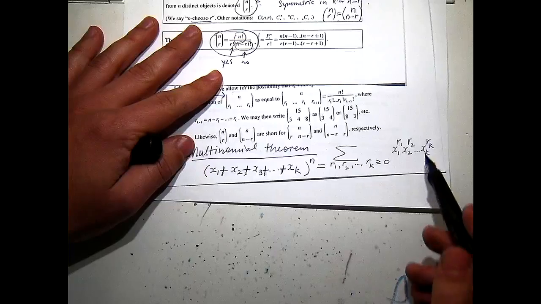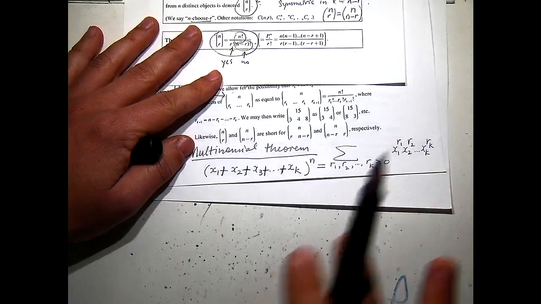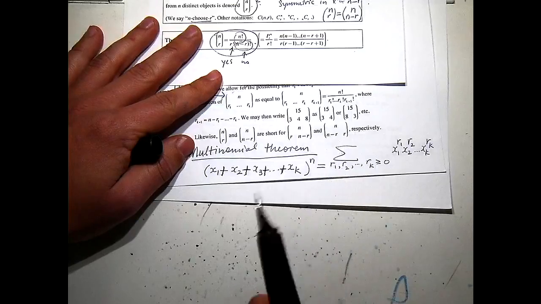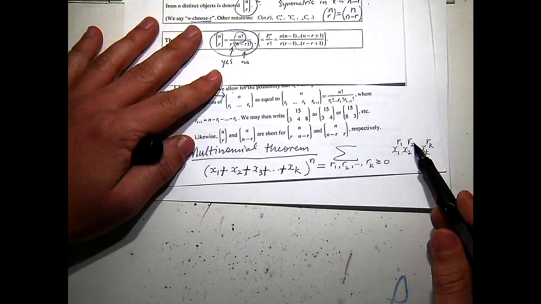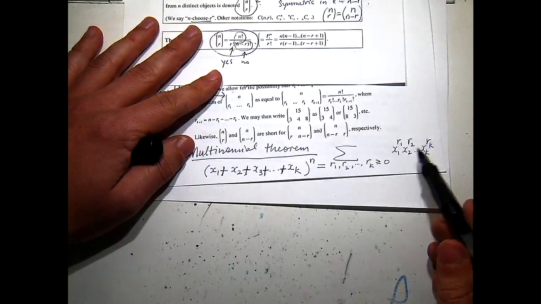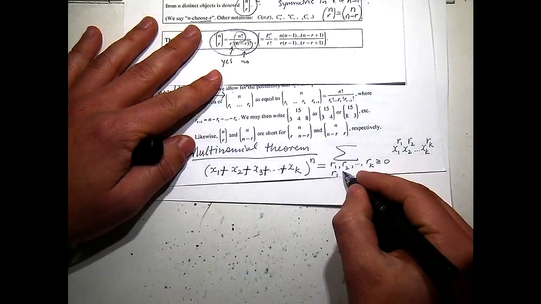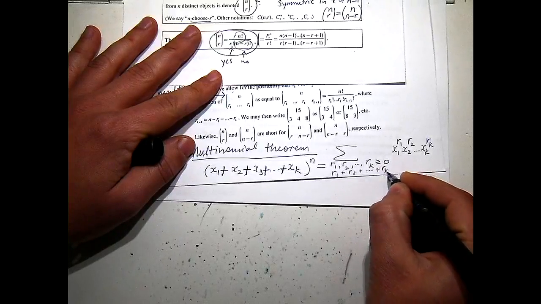Yep, it's exactly right. This is a term that occurred when you expanded n factors together. Each factor gave you one power of some xi. So however many powers of the xi's all put together, r1 plus r2 up to rk, it better be n, because there were n factors. So that is the constraint here: r1 plus r2 plus ... plus rk equals n.